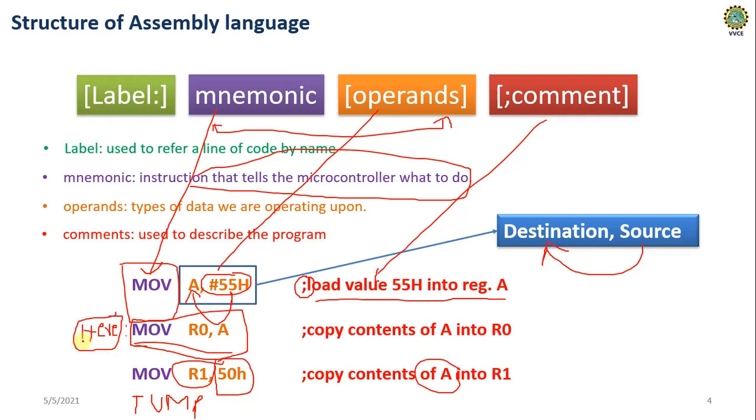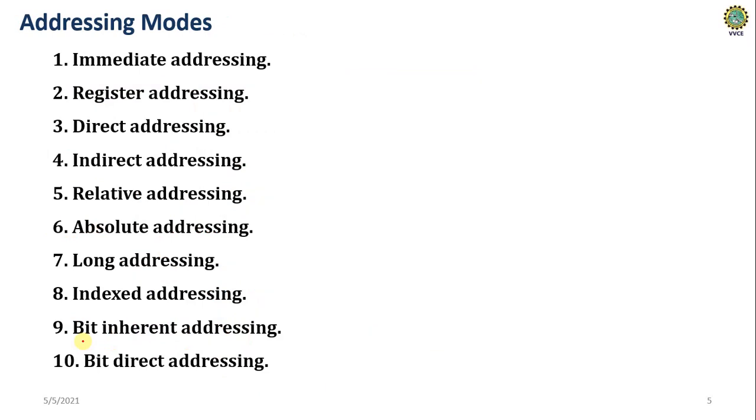Fine, that is why the label is important. So this is the structure of assembly language. Fine. Now we will see the different addressing modes of 8051. These are the addressing modes of 8051. Fine. So starting with, we have around 10 addressing modes which deal with different operands.